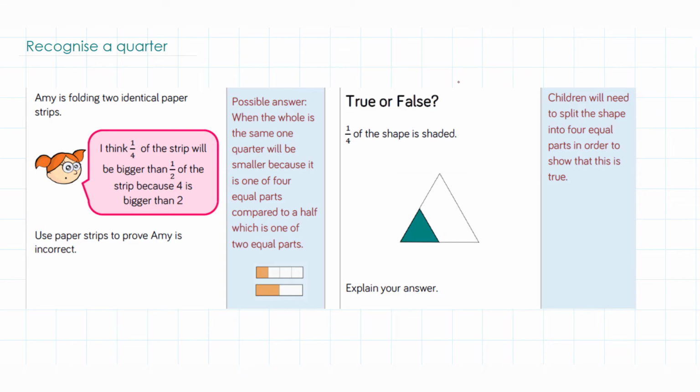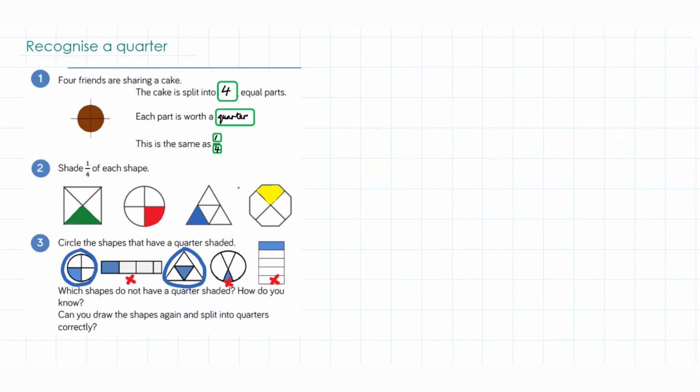For the second one, it was true. That is 1/4 of the shape. Now, why is that the case? Well, look, it's exactly the same as this one here, isn't it? Exactly the same. The only difference is we haven't got those lines in there.